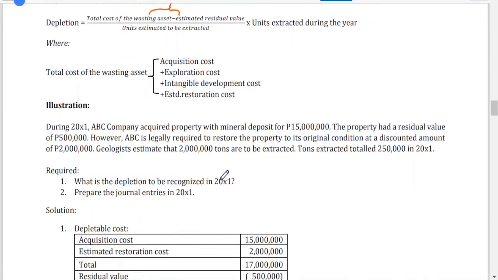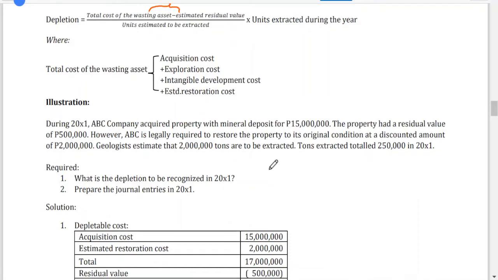During 20X1, ABC Company acquired property with mineral deposit for 15 million. The property had a residual value of 500,000. However, ABC is legally required to restore the property to its original condition at a discounted amount of 2 million. Geologists estimate that 2 million tons are to be extracted. Tons extracted total 250,000 in 20X1. First question, what is the depletion to be recognized in 20X1? And second requirement, prepare the journal entries in 20X1.